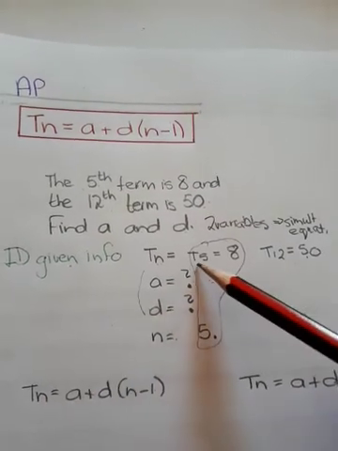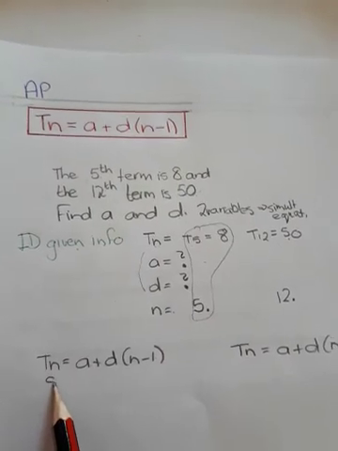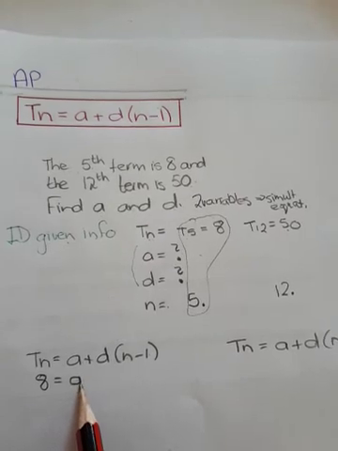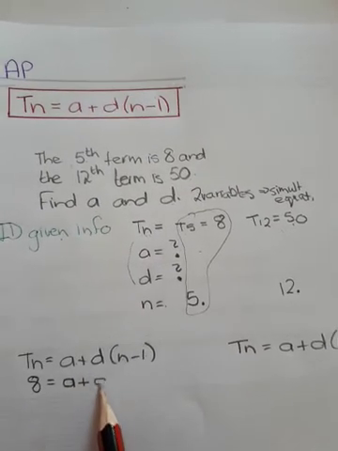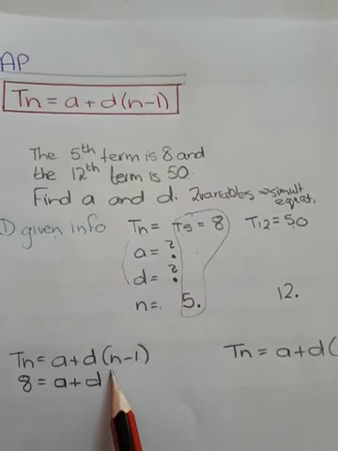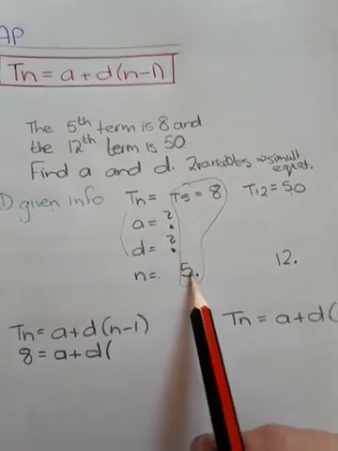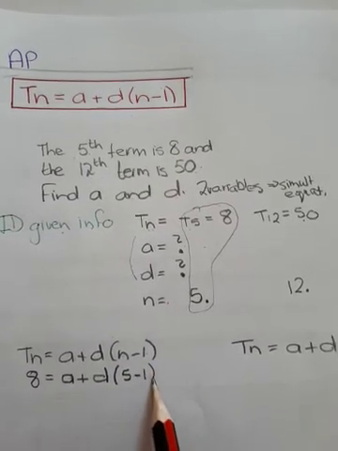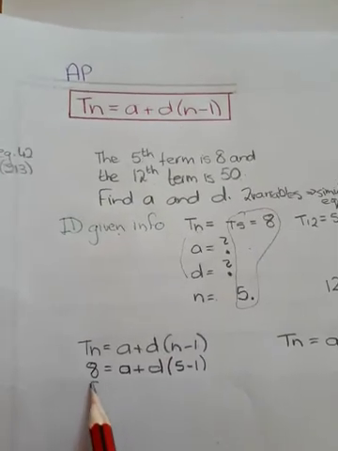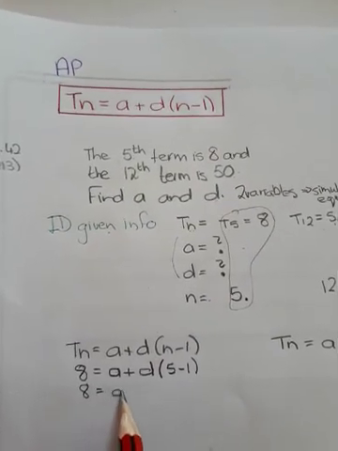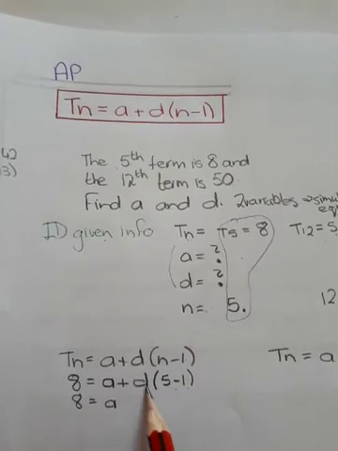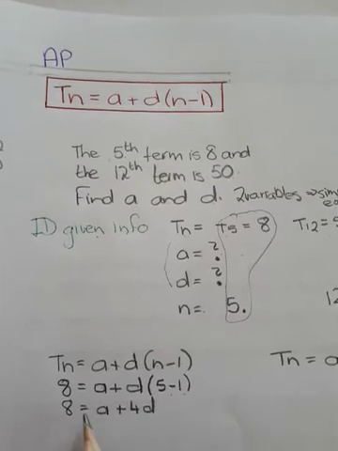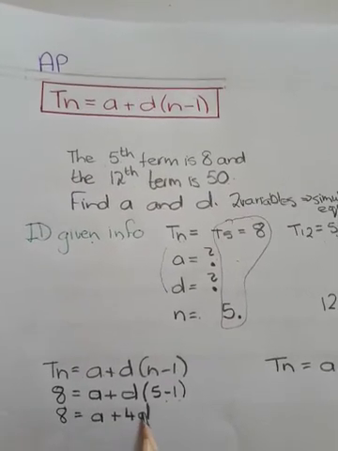So now term 5 is 8. I substitute the 8 equals A, which is being asked so that will remain A, plus D, which is being asked so that will remain D, times the position 5 minus 1. If we now simplify this, it gives me 8 equals A plus, 5 minus 1 is 4, so 4D. I now got an equation with 2 variables.